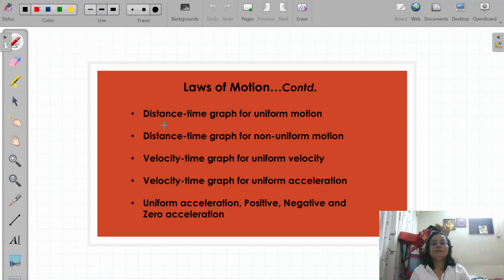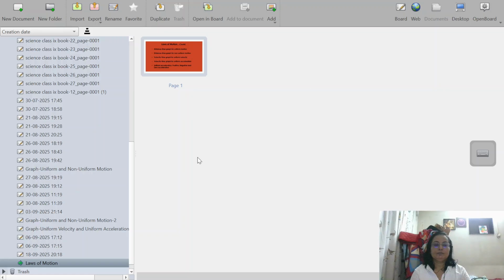We are going to cover 4 graphs: distance time graph for uniform motion, distance and time graph for non-uniform motion, velocity time graph for uniform velocity, and velocity time graph for uniform acceleration or non-uniform velocity, uniform acceleration, positive, negative, and zero acceleration. So we are going to begin with distance time graph for uniform motion.